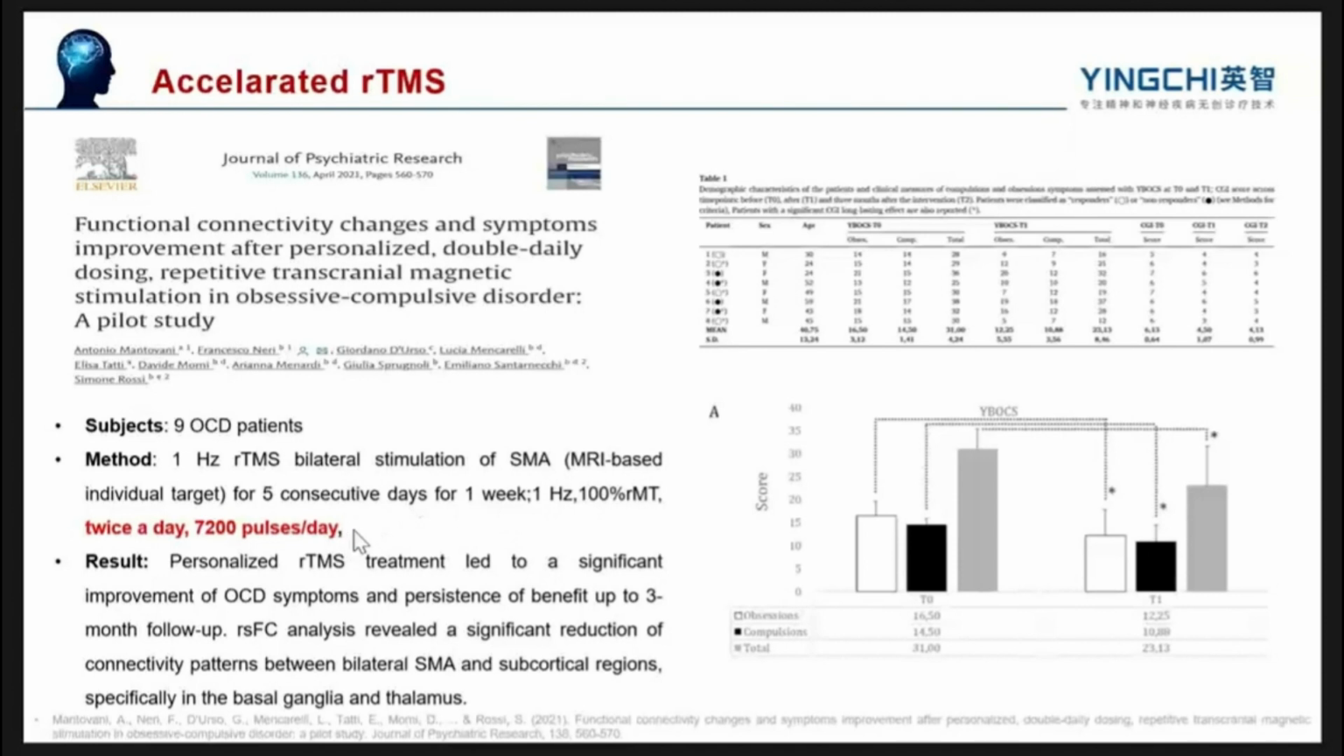And the total is 7,200 pulses. We can see from the results on this scale that even though we only used 1 week of rTMS treatment, there is still a significant scale reduction at the T1 evaluation. And the T1 evaluation is at the end of the rTMS treatment, when we evaluated the results.